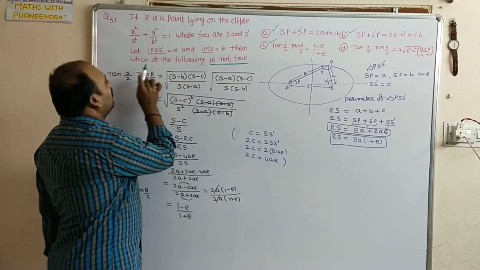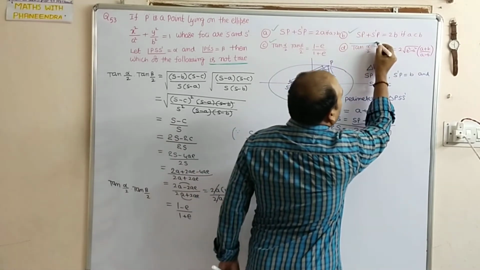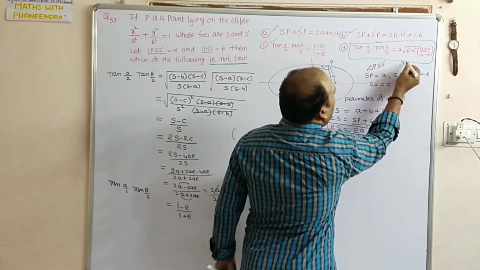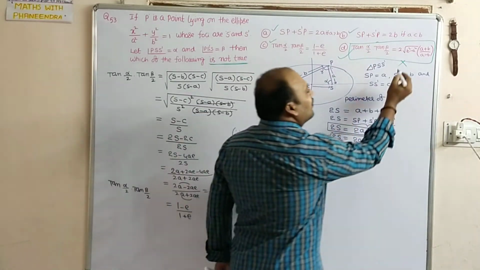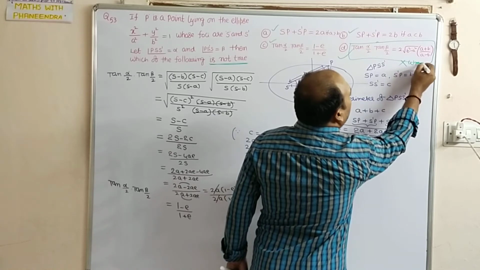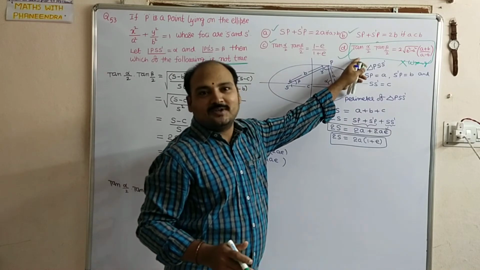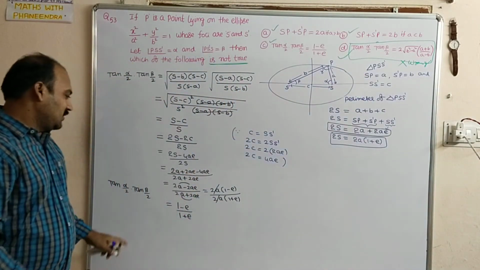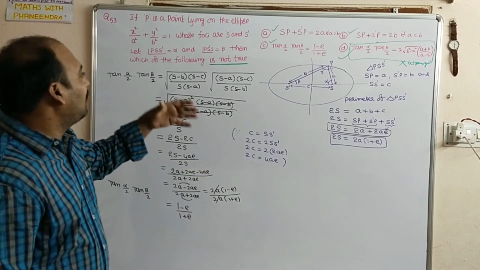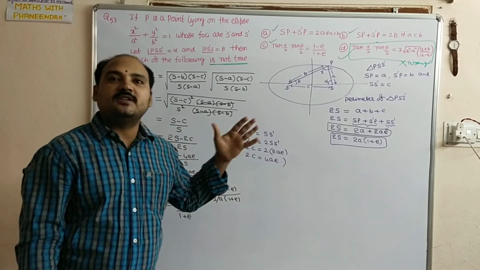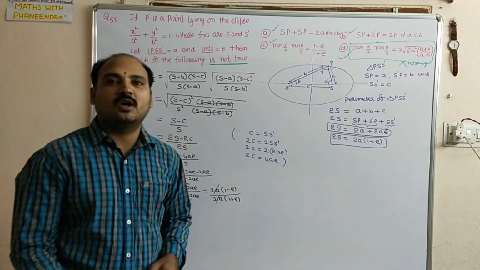Since the question asks which of the following is not true, this is the right answer. This is not the correct option. This statement is wrong. So this option is the right option to mark as the answer. I think everyone understands how the properties of triangles are involved in the concept of ellipse. Especially these types of questions they will ask in JEE Mains. Dear students, please remember this. We will move to the next question.